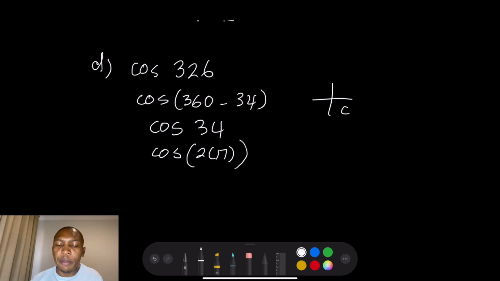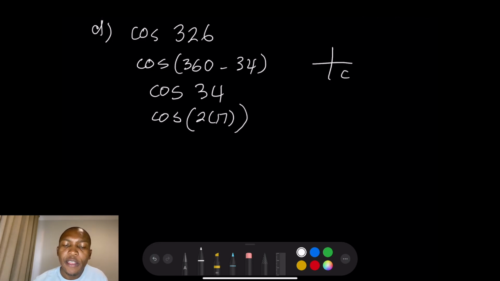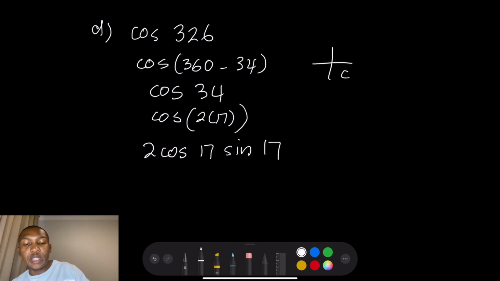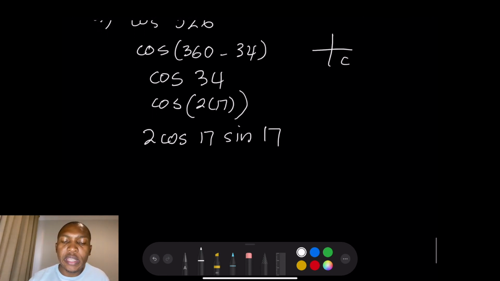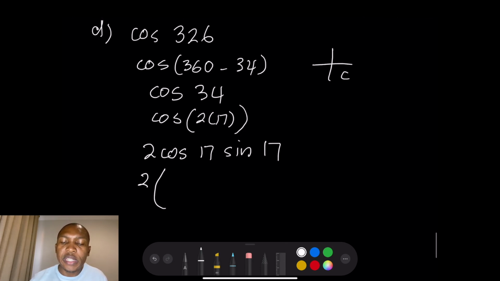Okay, so that's a double angle identity. So this is the same as 2 cos 17 sine of 17. I hope you find this incredibly helpful, right? So in this case, we're going to say, well, that's 2 times, okay, so that's cos of 17. Remember, that's x over r.